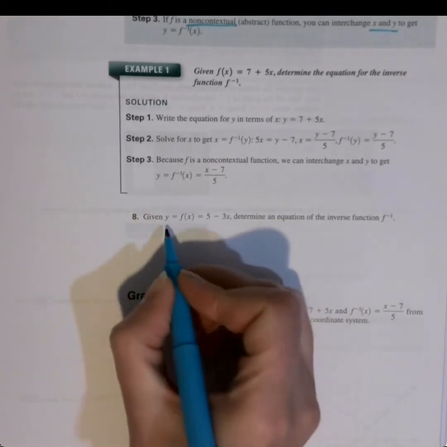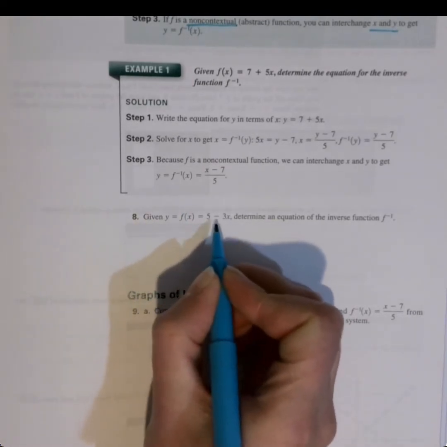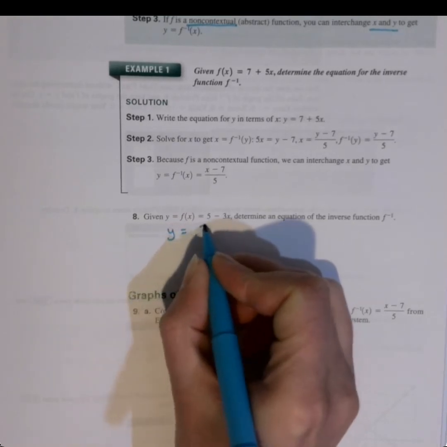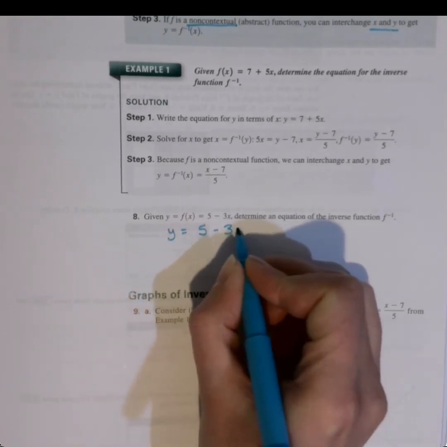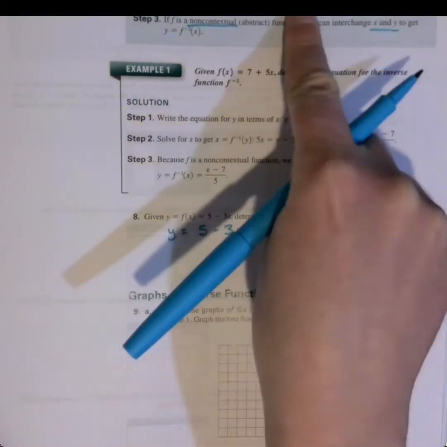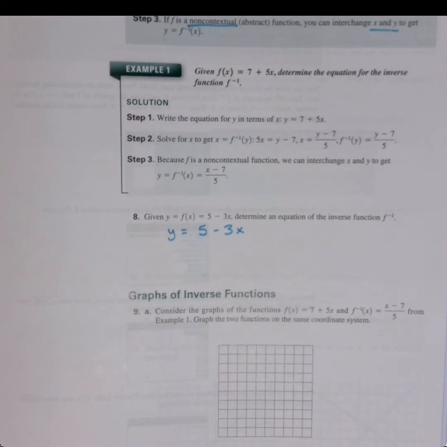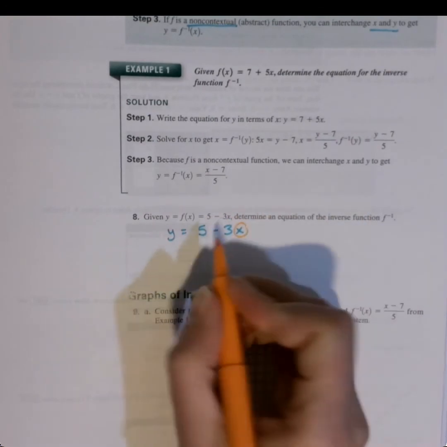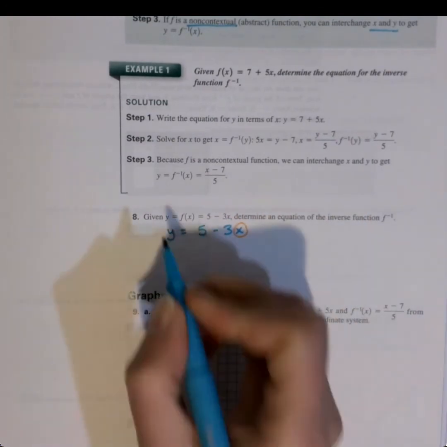So I have y, or f of x, equals 5x minus 3. I'm going to start by writing in equation notation. Don't write the function part, just the equation part. Y equals 5x plus 3. So write it in terms of x and y. That's our first step. And then it says to solve for x. So I want to get x by itself. So I'm going to subtract off that 5.